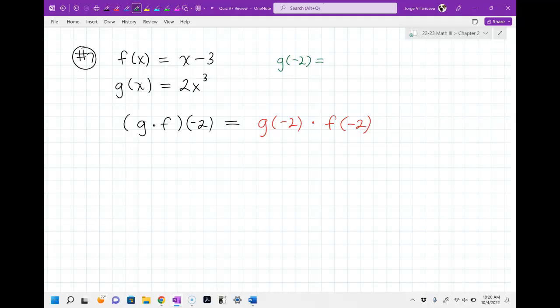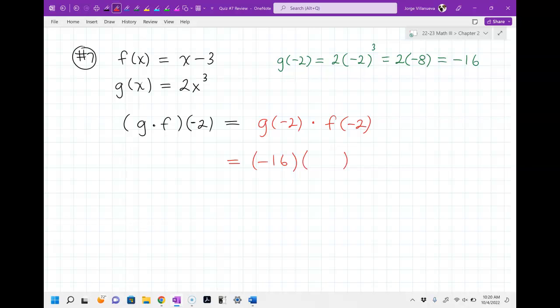So if I plug in g of negative 2, that's 2 times negative 2 to the third. Now again, you're going to use your calculator. But negative 2 to the third is negative 8. And what's 2 times negative 8? Negative 16. All right, so we know what g of negative 2 is. It's negative 16. So I'm going to put that right here.